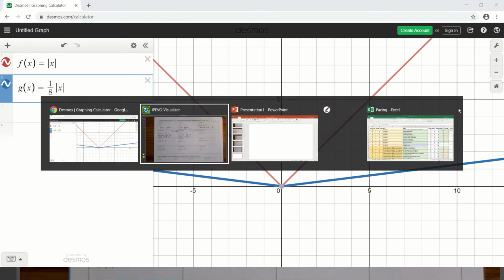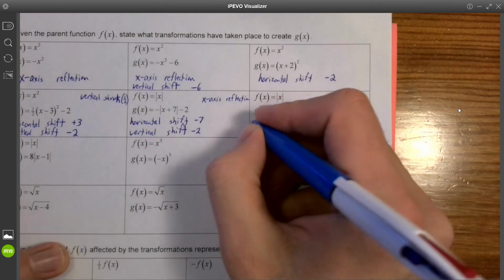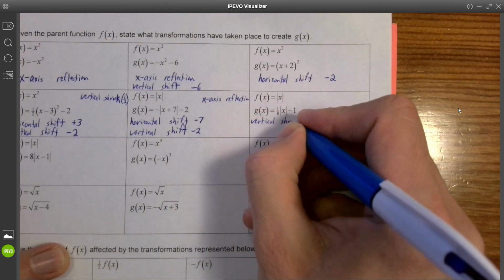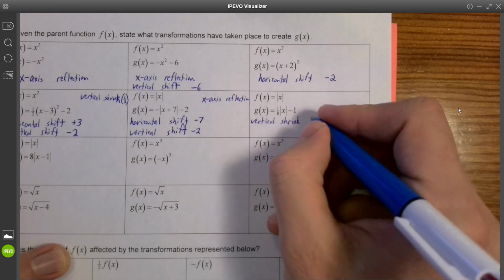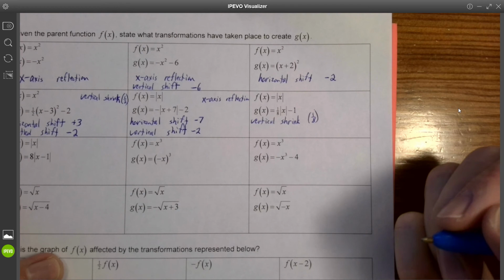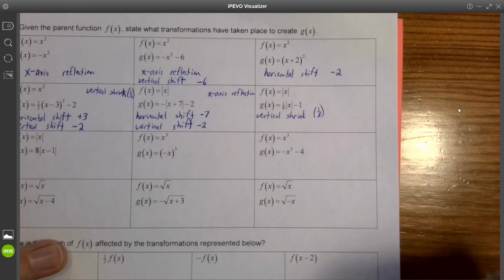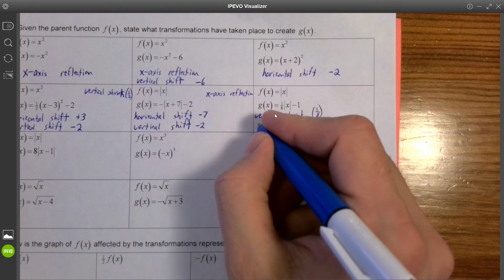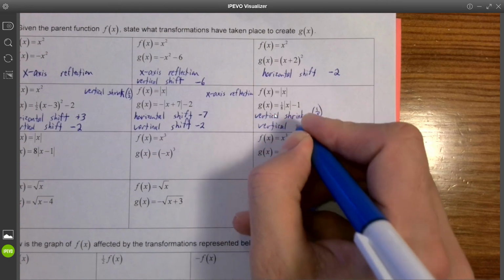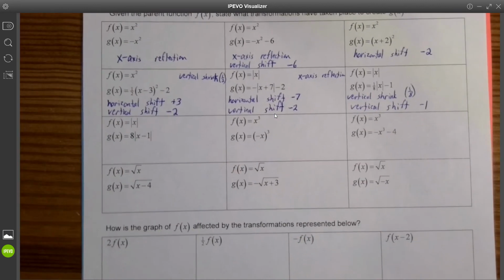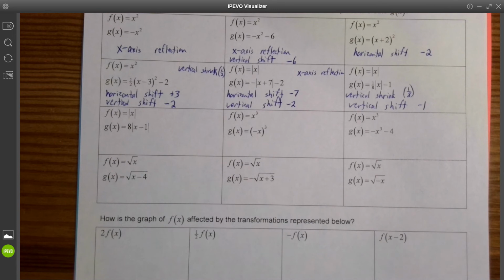So basically I'm going to call it a vertical shrink. So I multiplied it by 1/8. It's 1/8 of what it was. And that minus 1 right here, I think you can guess what that does. It's going to slide it down 1. So that is a vertical shift of -1. Okay? Let's do one more, and then we'll start writing down some rules that go along with these things.